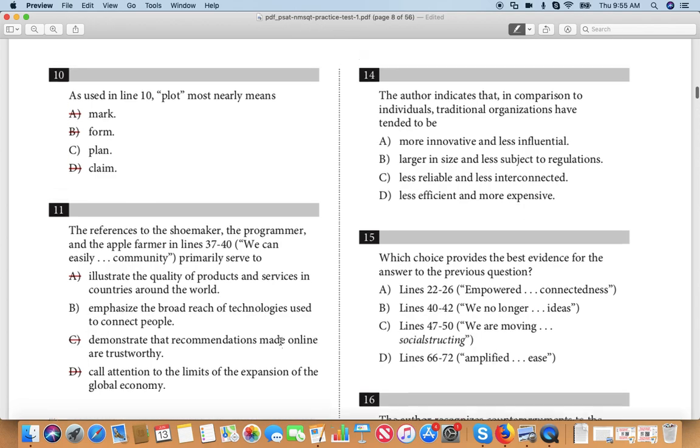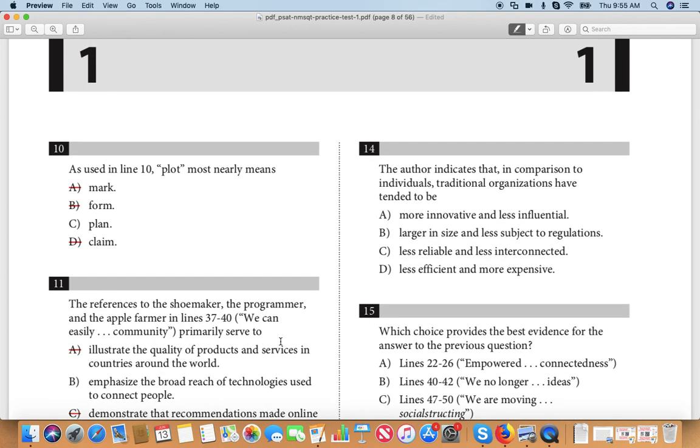Okay. Let's go to question number 14, please. Indicates that in comparison to individuals, traditional organizations have tended to be... Okay, we've got some answer choices here. Now, do you remember the part of the passage, and it's okay if you don't, where the author compares individuals to traditional organizations?